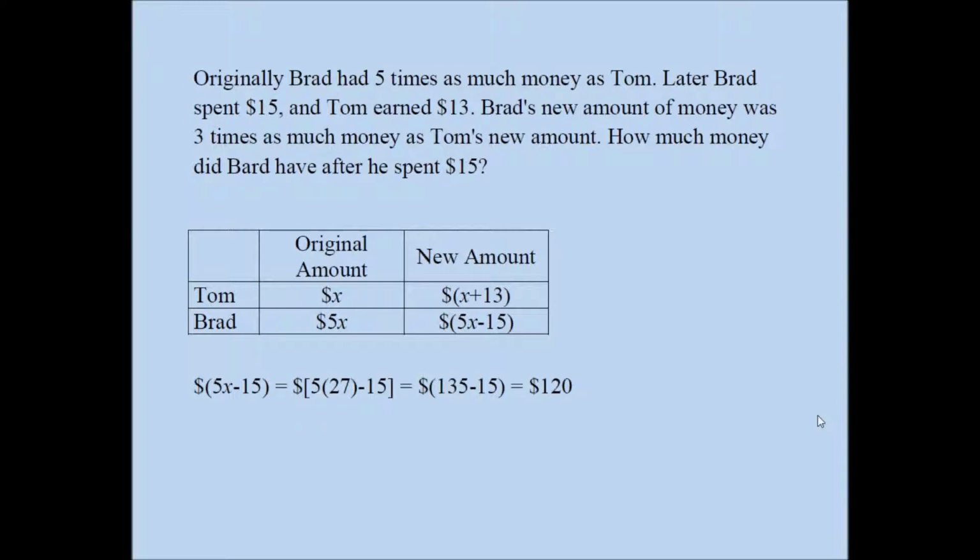So what we have here is this. We know that the value of x is 27, and we are supposed to find the new amount that Brad has. So Brad has this amount. This is Brad's new amount, and I need to know what that's worth if x is 27. So I replace x with 27 here. 5 times 27 is 135. 135 minus 15 is 120. So this is my answer. After Brad spent his $15, he ended up having $120. That's my answer.